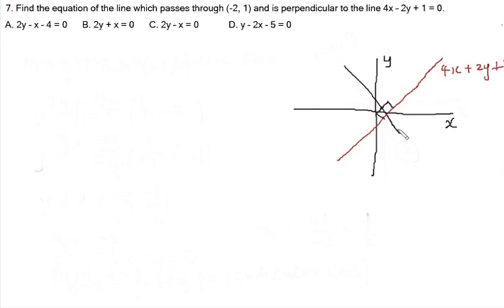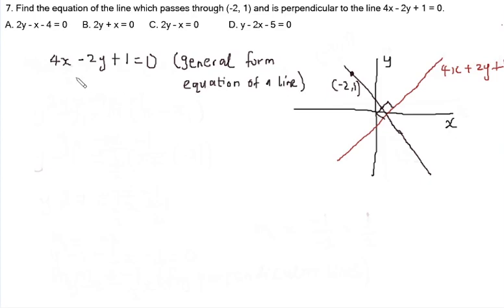So the perpendicular line is what we are looking for, and it passes through the point -2, 1. Okay, so let's assume that that point is this point. To find the equation of the second line, we need to use the first line. For the first line, we have 4x minus 2y plus 1 is equal to 0. Now, this is the general form equation of a line. So, next up, I need to convert this form to the slope-intercept form equation of a line, so that I can know my slope of this line.